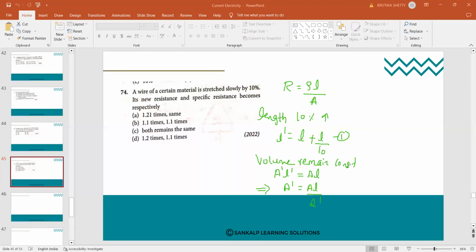Now, the new resistance R dash is equal to rho into L dash divided by A dash. Correct? Substitute the value. Rho into L dash divided by A dash. So what is A dash? A into L divided by L dash. Therefore, this will be rho into L dash square divided by A into L. If somebody got the answer. A option. Yes, A option is correct, Komala. Okay.